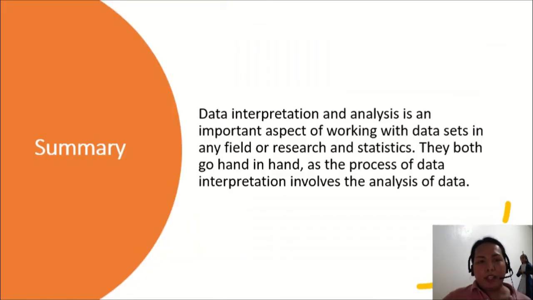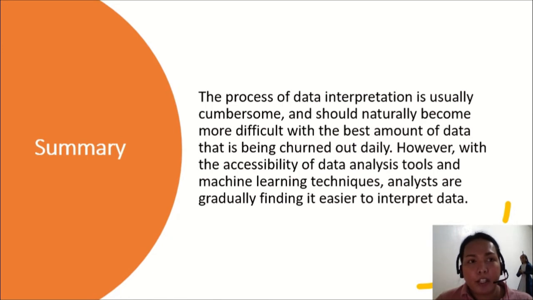Okay, and to summarize, data interpretation and analysis is an important aspect of working with data sets in any field or research and statistics. They both go hand in hand as the process of data interpretation involves the analysis of data. And the process of data interpretation is usually cumbersome and should naturally become more difficult with the best amount of data that is being churned out daily.